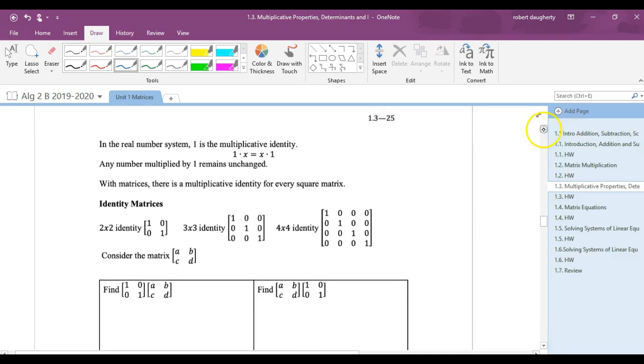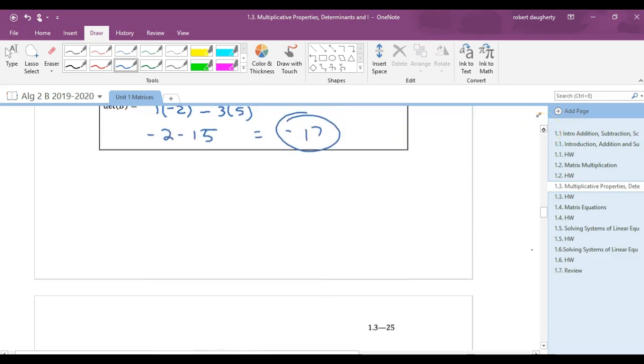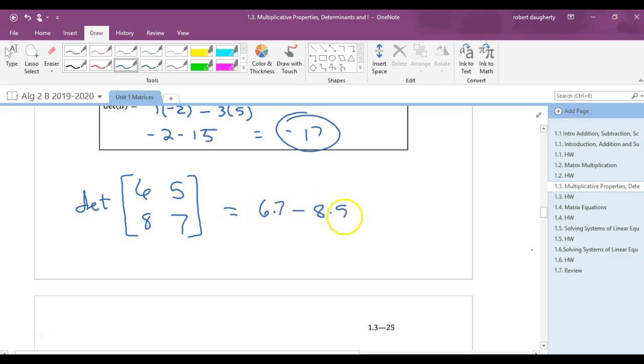Well, let me give you another one. I didn't have another example. Let's find the determinant of this matrix. You can just write this example in. It's going to be what? 6 times 7 minus 8 times 5. So that's 42 minus 40, which is 2. So that determinant is 2, okay? So that's how we find the determinant of a 2 by 2 matrix.